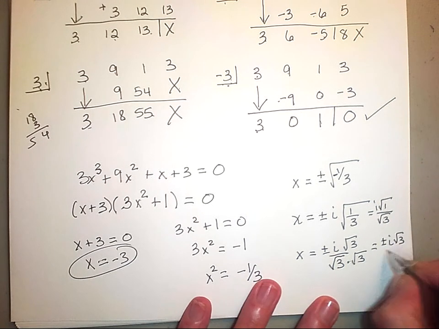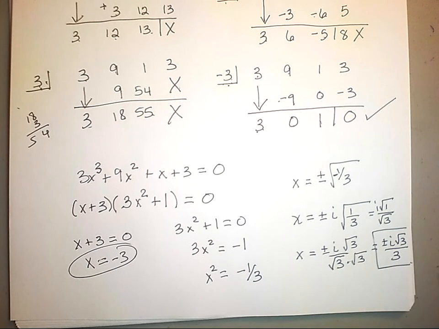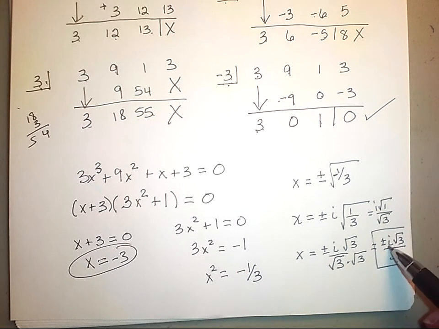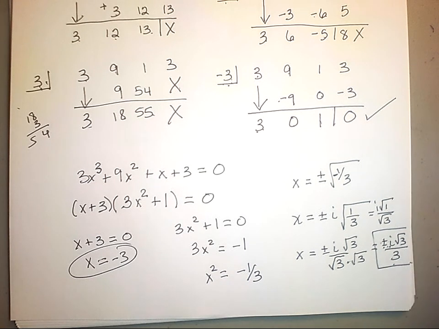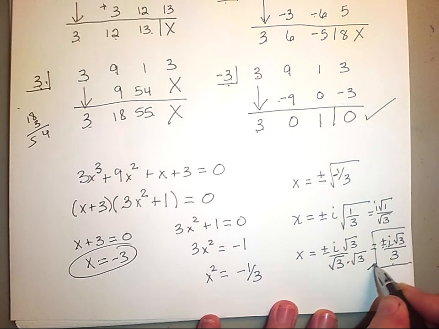Okay. So in this case, we did get 3 solutions. 2 of them are complex. The positive i root 3 over 3 and the negative i root 3 over 3. And this will always happen. The complex solutions will always come in pairs. So, okay. So let me show you that.